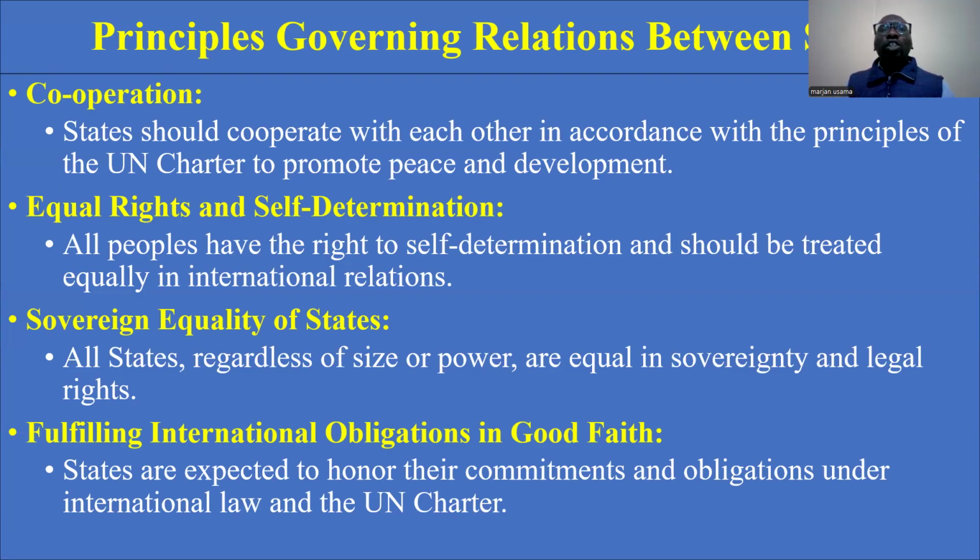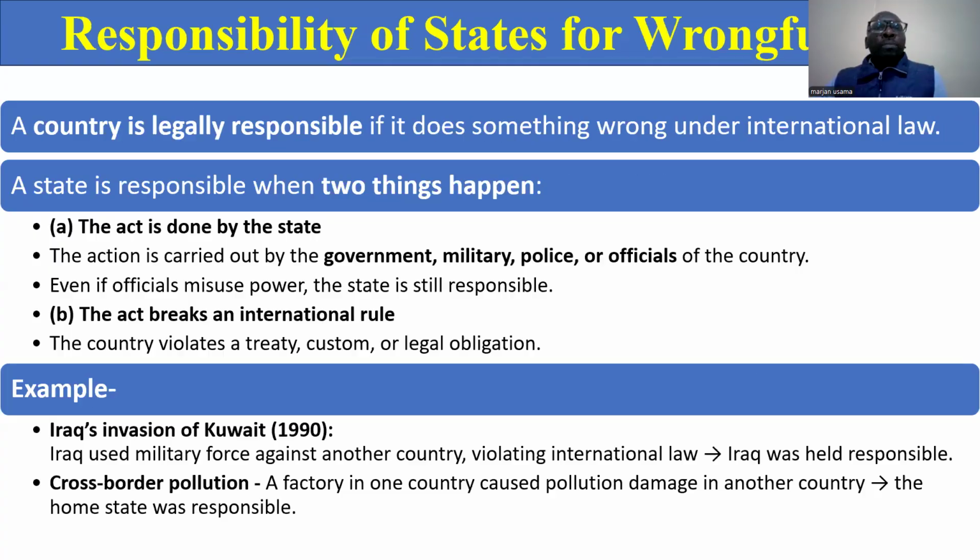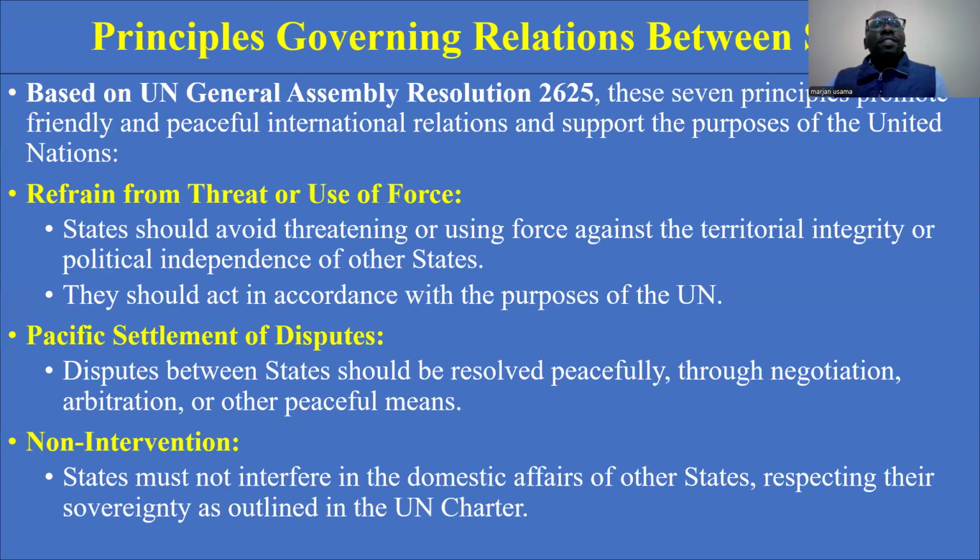They need to commit to them. They need to do their level best. So they are obliged to do it. So these are the words. So these are the 6 principles governing relationships between countries.